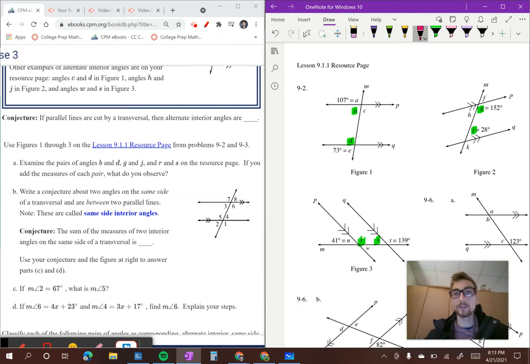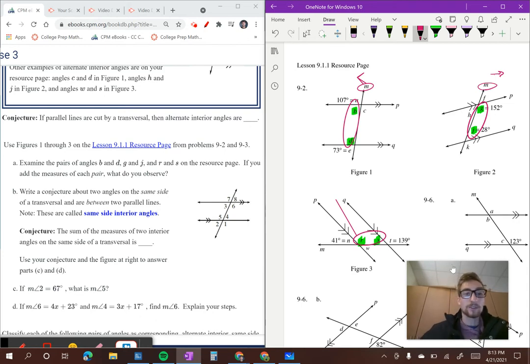So notice these are all in the same relative position. B and D, they're on the same side. They're both, in this case, on the right side of line M. Over here, they're on the left side of line M. And then over here, they are on the inside of the two parallel lines. But if you were to tilt your head, they're on the left side of line M.